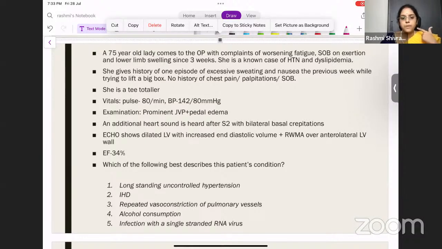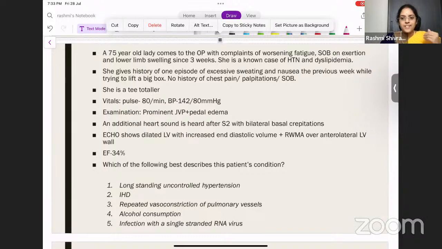Examination showed prominent JVP. The JV pulsations were elevated. Pedal edema was there. An additional heart sound is heard after the S2 with bilateral basal crepitations on auscultation. Echo showed a dilated left ventricle with increased end diastolic volume with regional wall motion abnormality over the anterolateral left ventricular wall. And the EF was 34%. Which of the following best describes this patient's condition? Is it long-standing uncontrolled hypertension, ischemic heart disease, repeated vasoconstriction of the pulmonary vessels, alcohol consumption, or infection with a single stranded RNA virus?